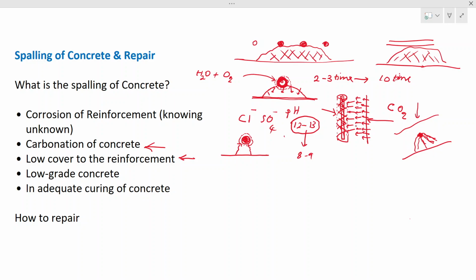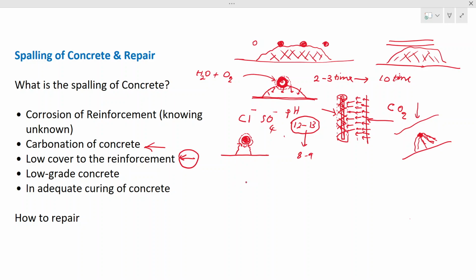Other than that, it's very difficult to notice this corrosion of the reinforcement, because it is within the concrete and not visible to us. Therefore, it is very important to take necessary action to avoid the spalling of the concrete. Right. Next, what I am going to discuss is the low cover to the reinforcement.